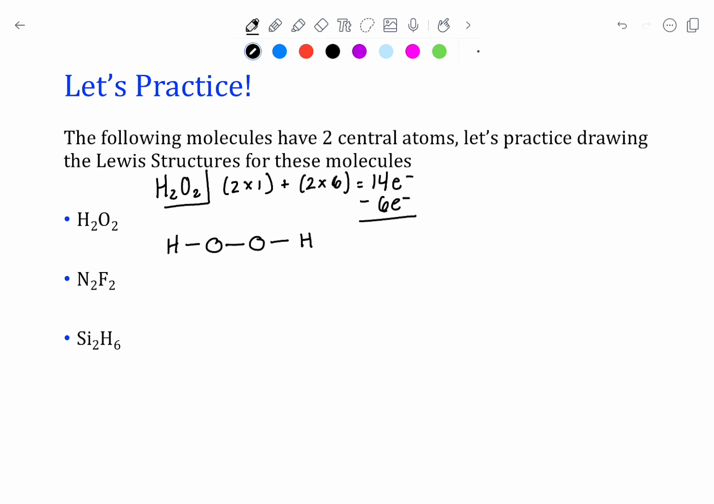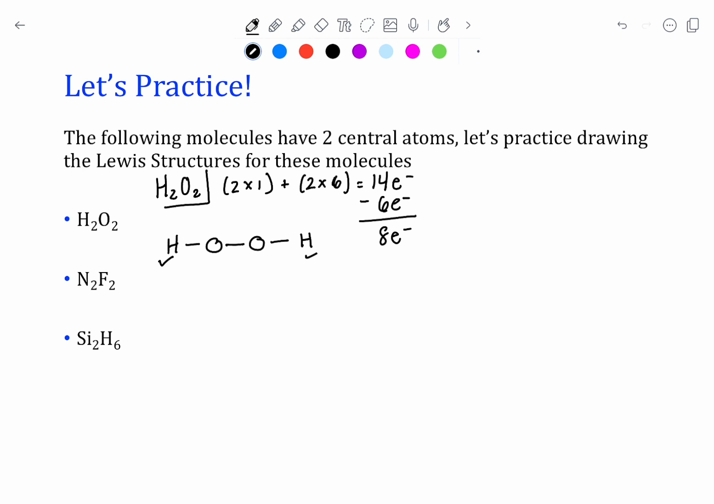And I'm going to be left with 8 electrons left over. So my rule says to place my extra electrons on my surrounding atoms to create octets, but my surrounding atoms are hydrogens and they both have a bond to them, so they are happy with their duets. So my next step says to take any remaining electrons and place them on the central atom, or in this case atoms, to create their octet.